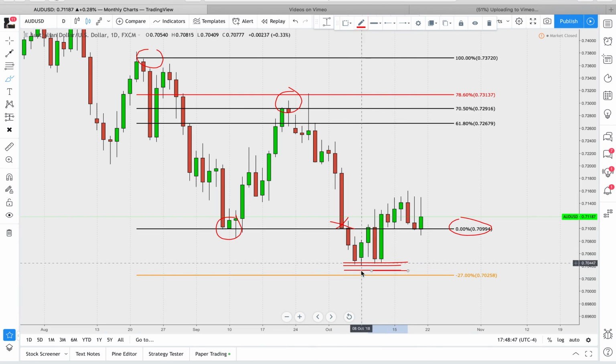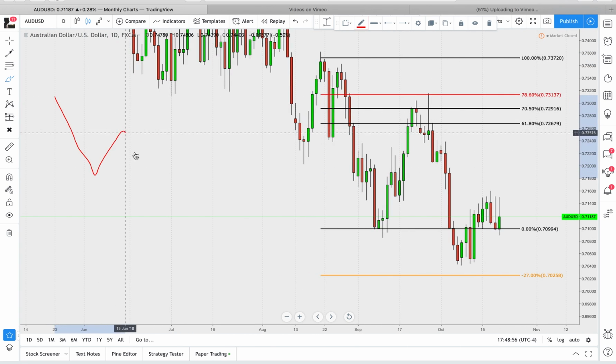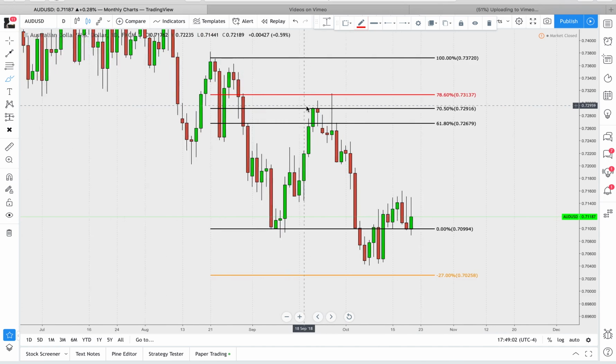Does it have to go? Is it always going to go to minus 27%? No. But really what we're trying to get to is to summarize everything we talked about at the beginning with market structure and its nature, what it wants to do, and how this tool can help us.